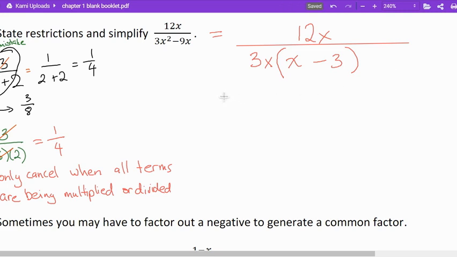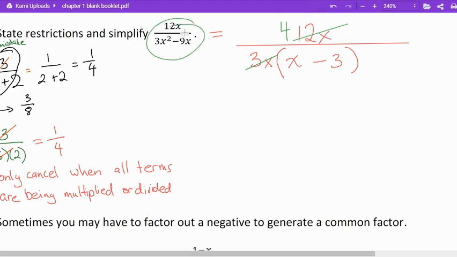Okay, now, can we cancel things out? Yes, because everything is being multiplied. Well, but inside the bracket it's not being multiplied. That's okay. It's contained in a bracket, so this is a multiple of its own. It's 3x times x minus 3. So now I can cancel out. I'm going to cancel out the 3x and the 12x. And what remains in the numerator? 4. Okay, so the 12 and the 3 are simplified to a 4, and the x gets canceled. We good?